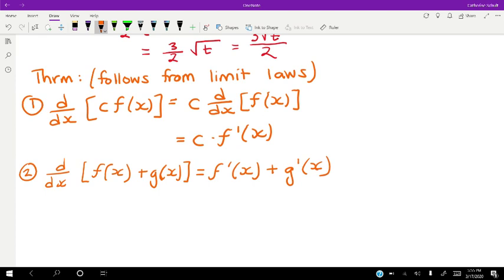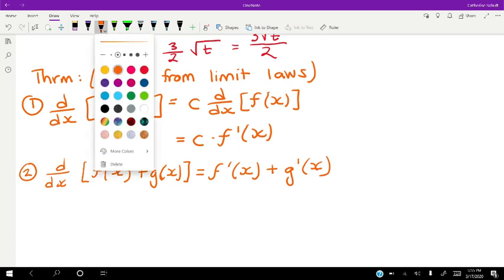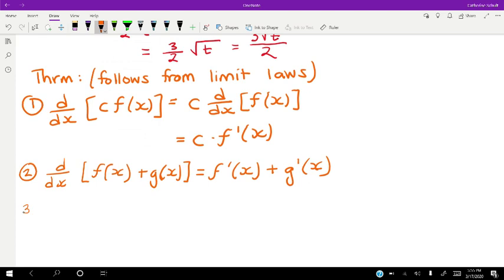And if it works for addition, it must work for subtraction. So we have this property. So we can take the derivative of the difference.